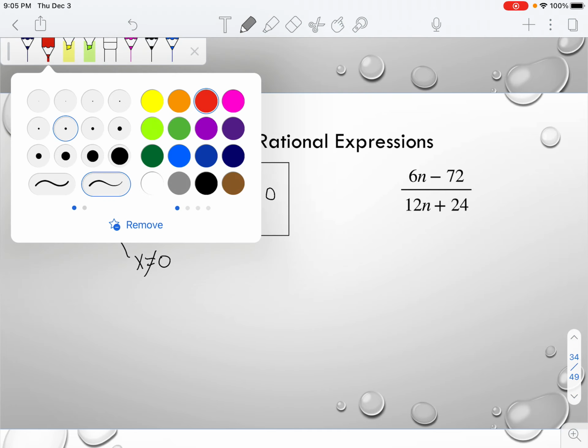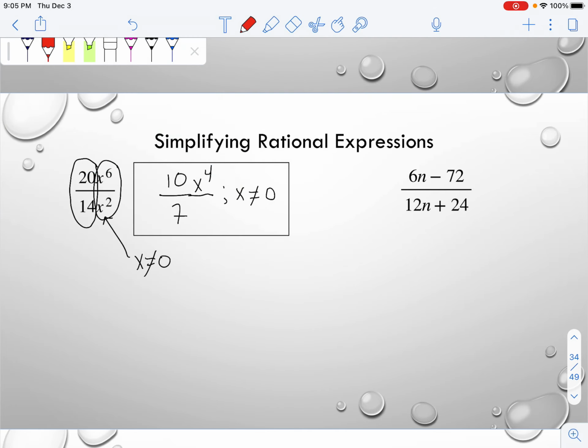Question number 2. This one here, 6n minus 72 over 12n plus 24. We can't just divide these. That entire numerator is one expression, and the denominator is one expression, so we can't simplify it in parts over addition or subtraction. We need to break it apart into factors. What's the GCF in the numerator? There's a factor of 6 hiding in there, so that's going to be 6 times the quantity n minus 12. Our denominator has a common factor of 12, so we pull out the GCF of 12 and we get n plus 2.